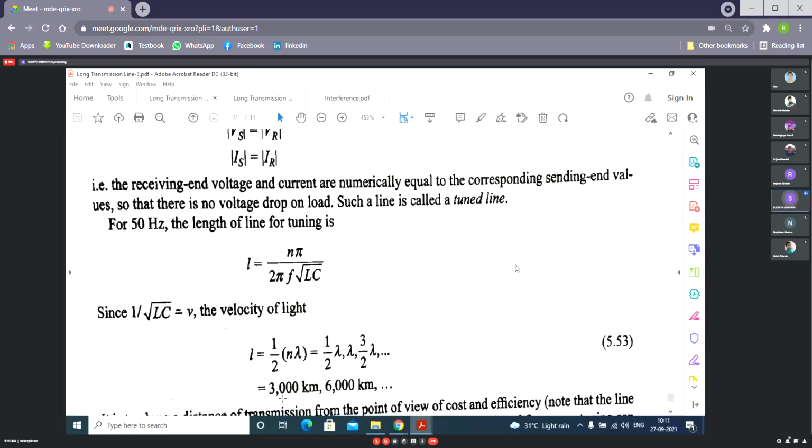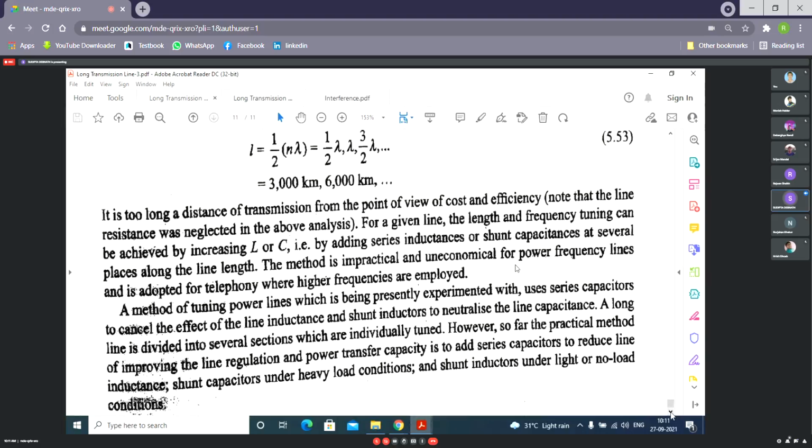But such huge length of the line is not possible. I told you earlier also. So the tuned transmission line is not possible. How is it tuned? It is tuned by adding extra L or C, or the line may be subdivided into different portions, and some series capacitors, inductors, shunt capacitors, etc. are added to make the line a tuned transmission line. So it is nicely written here. It is too long a distance of transmission line from the viewpoint of cost efficiency.